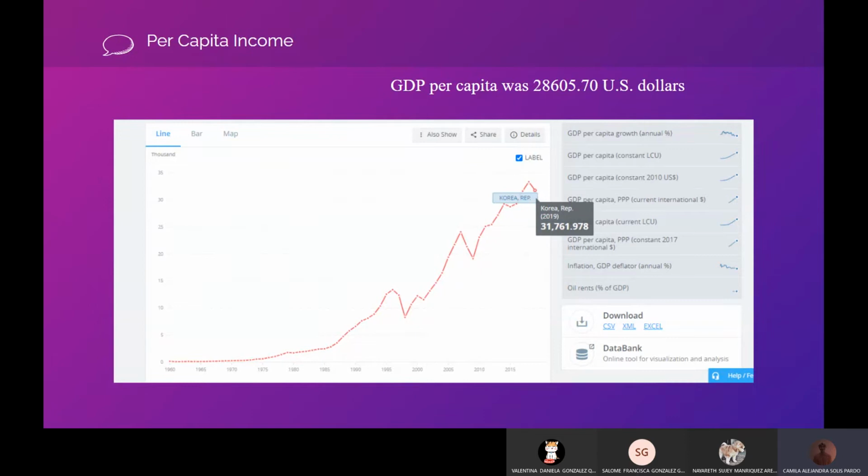Per capita income, as unofficial data according to the Korean embassy in Chile, South Korea doesn't have PCI as well. They have the gross domestic product per capita. According to Trading Economics, in 2020, the last recorded GDP per capita was 28,605.70 US dollars in 2019.